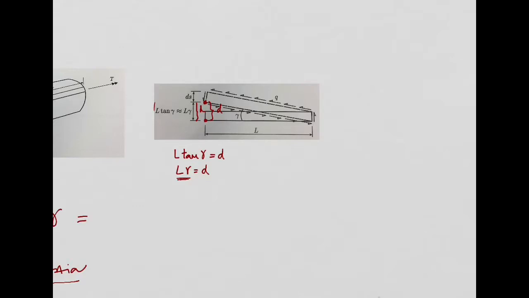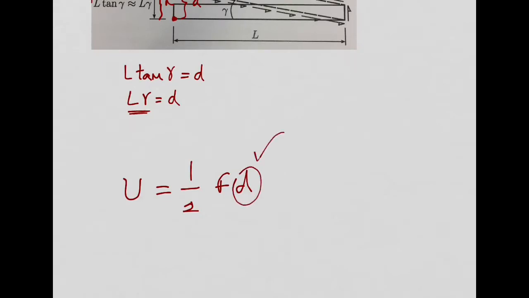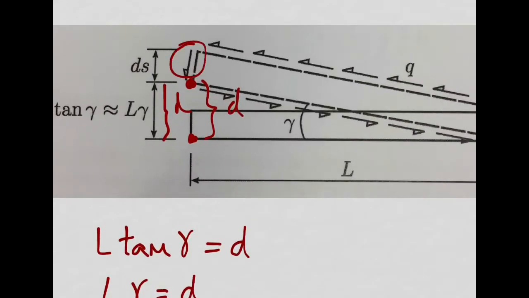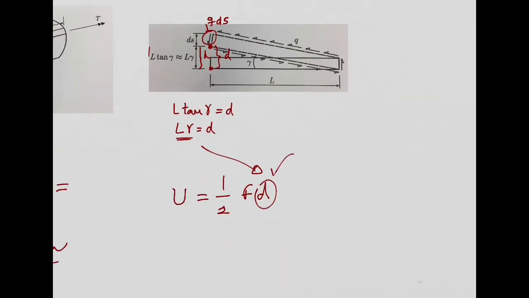Now, in order to calculate the energy, I need this, right? Force times displacement. We already have the displacement. I need to get the force. If I get the force, I multiply the force with that displacement and then I get my energy. Where is the force? Well, I know what this is. What is this? This is my shear flow. If I want the force, I need to multiply the shear flow by what? Ds, right? Ds is this length. Then I get the force. So my energy is going to be equal to 1 over 2, the force, which is Q ds, times my displacement, which is L gamma. Isn't it?